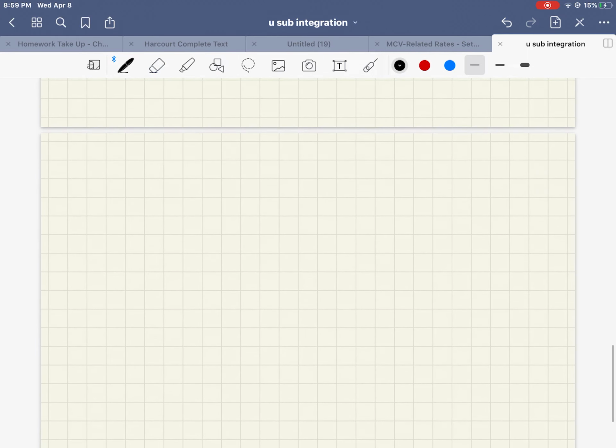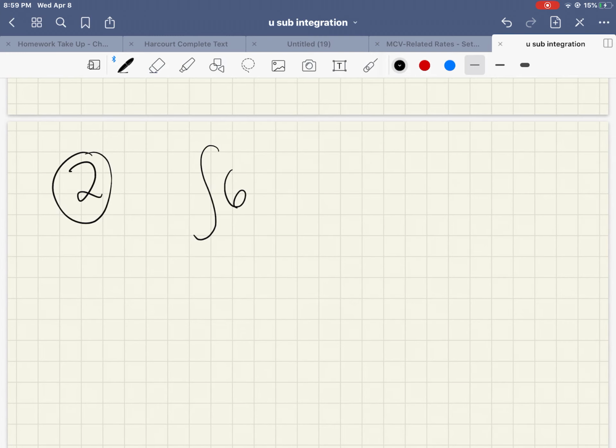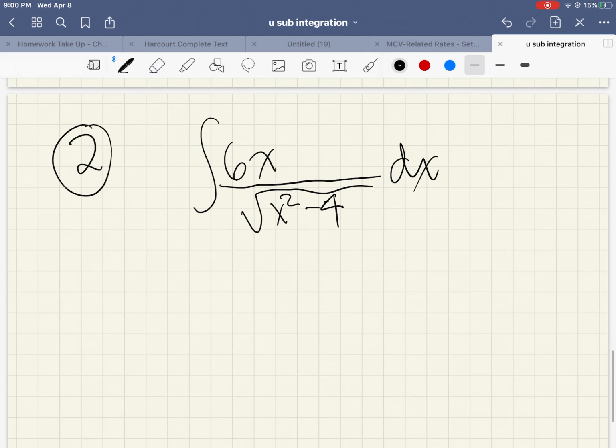So this is going to be number 2. Let's do the integral of 6x over the square root of x squared minus 4. Okay, so we're going to do this: 6x over root x squared minus 4.